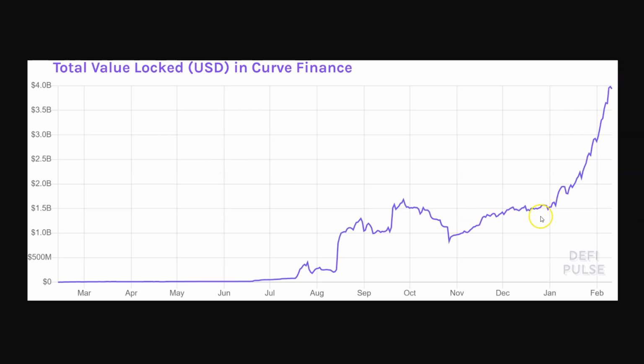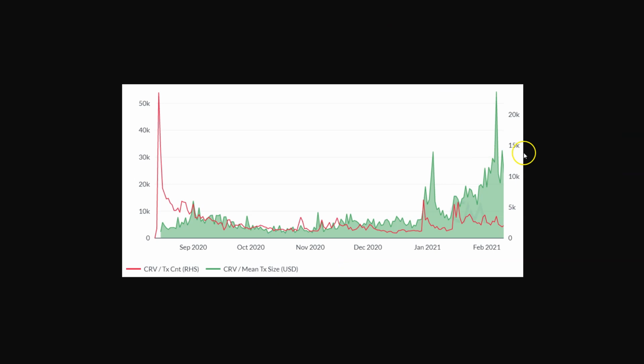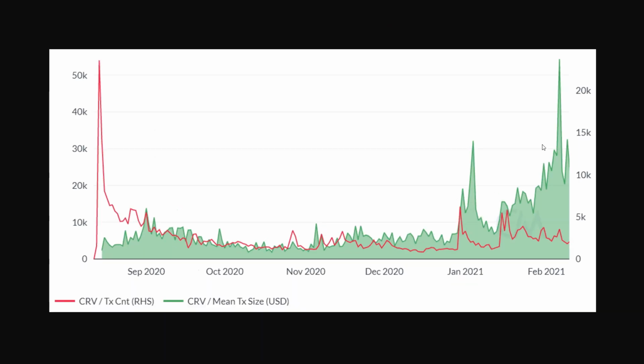And look at what we're seeing here with Curve since January. I mean, it's gone from 1.5 to 4 billion in total value locked. So somebody clearly likes what they're seeing here. If you look at the on-chain token stuff for Curve, here was the token distribution, and ever since then, the on-chain token stuff has been rather mediocre.